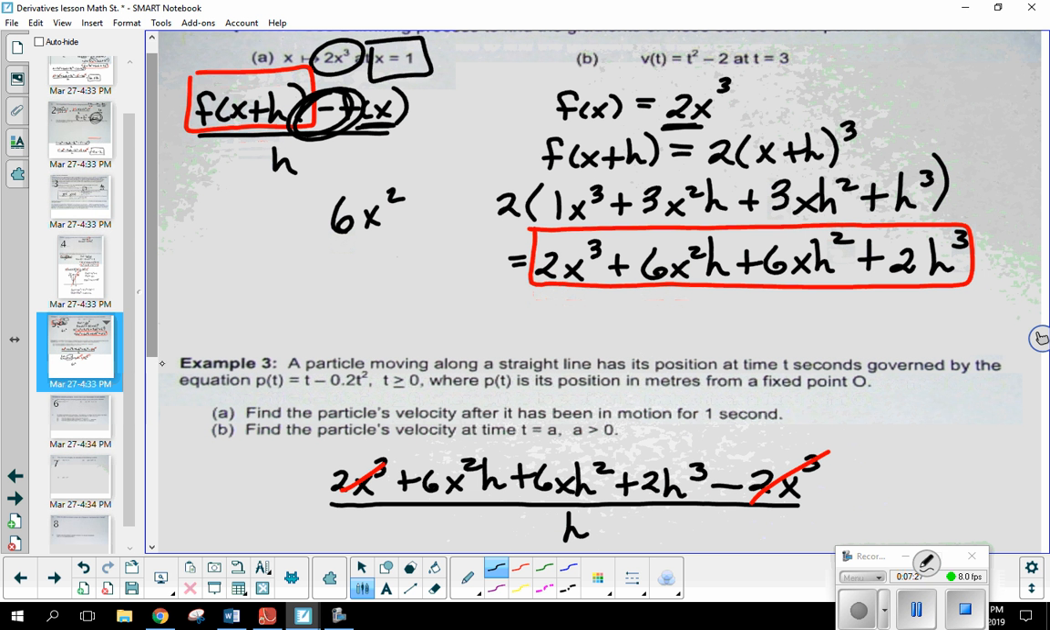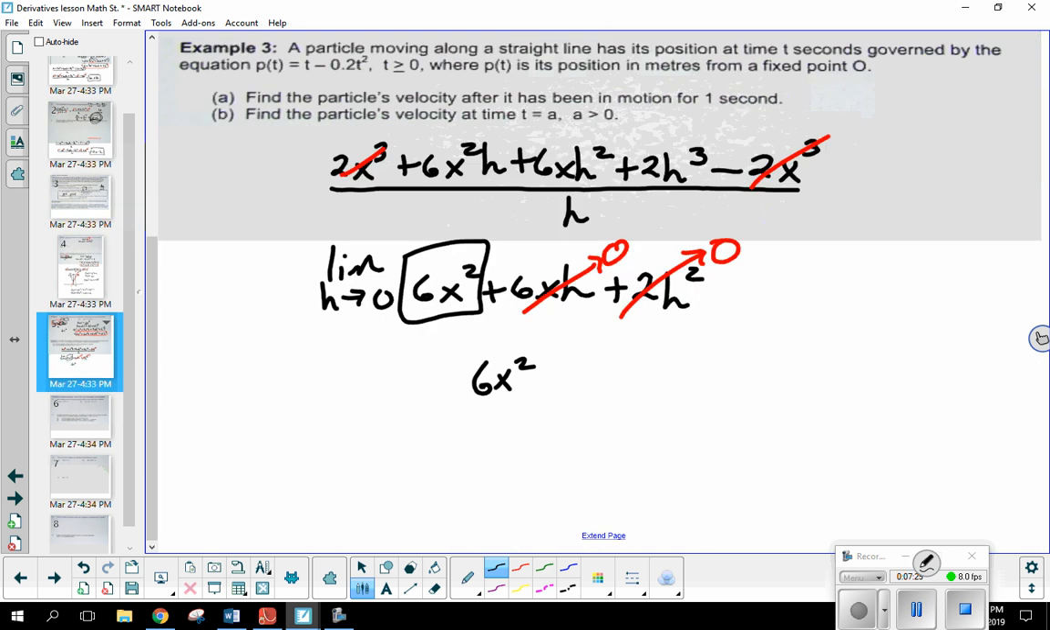See, this derivative will allow me to find the slope of a tangent line anywhere on the function that I want. So if I want to know what the slope of the function is when x equals 1, I'm just going to plug it in there. So 6 times 1 squared. So I have a slope of 6.